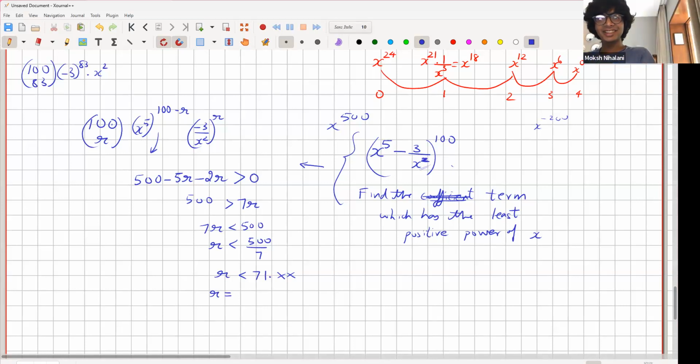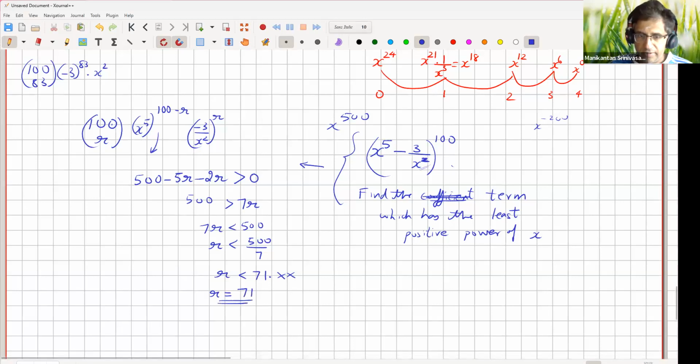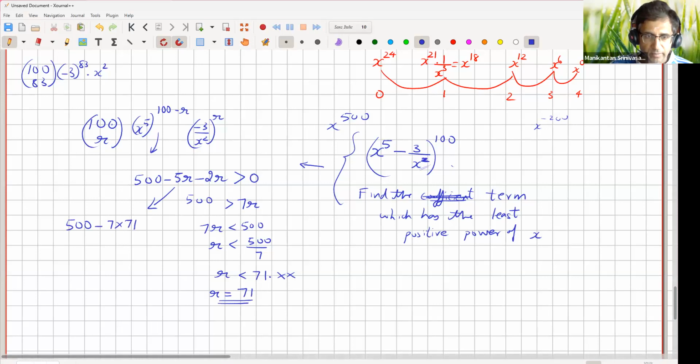I didn't really get the way you're doing, but I just use this equation. Sure. We can go over your solution and maybe I can find if something is wrong or we'll find something inconsistent there. Okay. All right. Which means r equal to 71. So I'm okay with r equal to 71. If you put r equal to 71, let me just check. What do I get? I get 500 minus 7 times 71, which is 500 minus 497, which is 3.